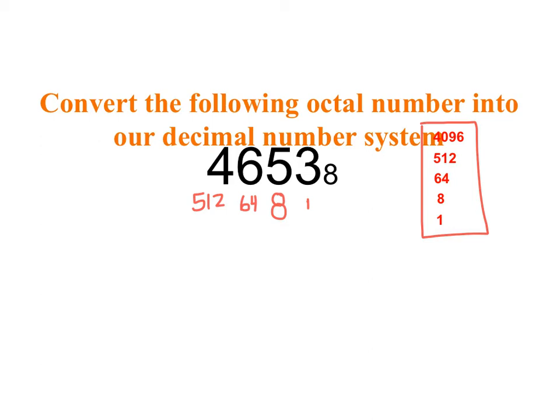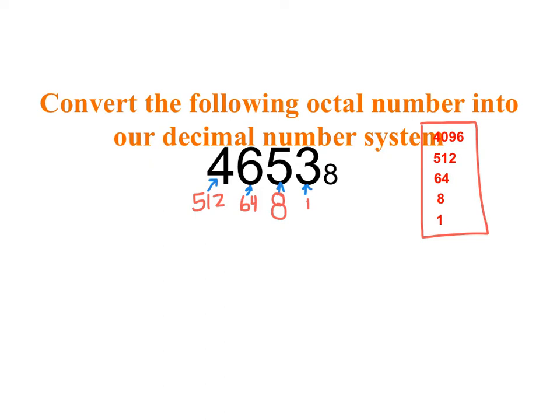So it's more than just, we have the 2 to the power of 4 or we don't. We have 2 to the power of 2 or we don't. We now have numbers beyond 0 and 1 in these slots. So essentially what this is saying is I have 4 512s. I have 6 64s. I have 5 8s. And I have 3 1s. So we use our powers of 8 to figure out what each slot is worth, and then that slot is telling us how many of that number we have.